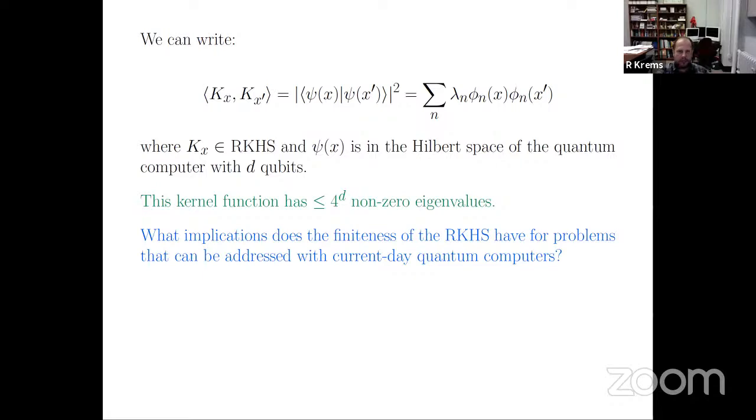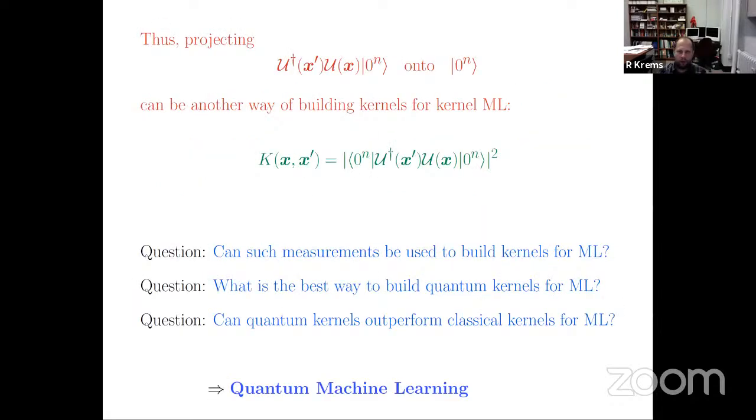What implications does this have for regularization problems? Interesting questions. I'm just posing questions that we are thinking about, to stimulate you to think about this as well. Again, what we said is that we can build this sort of kernels on a quantum computer, and this leads to these questions. And this is what quantum machine learning is about these days.